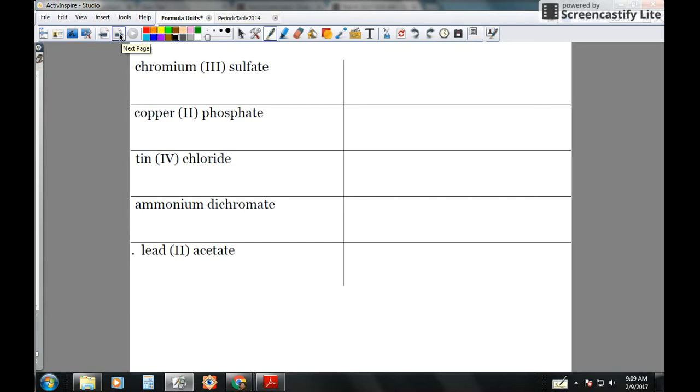Chromium 3 sulfate. Hopefully you remember that the formula of this is Cr2(SO4)3. Let's count the number of atoms in this formula. How many atoms of chromium are in this formula? There are 2.